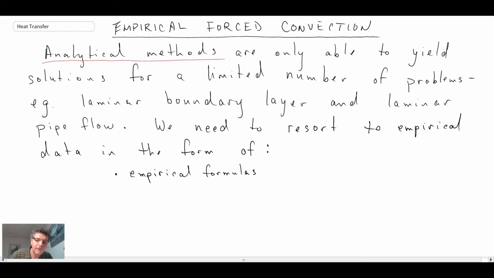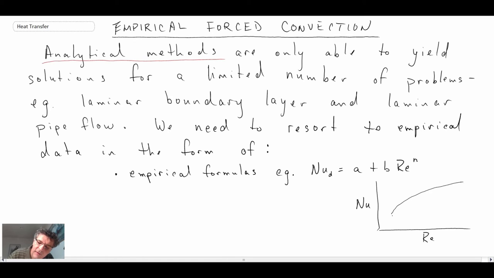We could have empirical formulas, and an example of that could be Nusselt number. So let's say it's Nusselt number based on some characteristic length scale, diameter, equals A plus B Reynolds number to the N. We haven't looked at this one yet, but this is convective heat transfer over a cylinder, and it's referred to as being Kramers' law. And if we plot Nusselt number versus Reynolds number, we'll get a curve that would look something like this. And so what you would do is you collect experimental data and then fit that curve to the experimental data that you have collected. And I show scatter there because all experimental data is going to have noise in it and a little bit of uncertainty. So you can come up with empirical formulas like that.